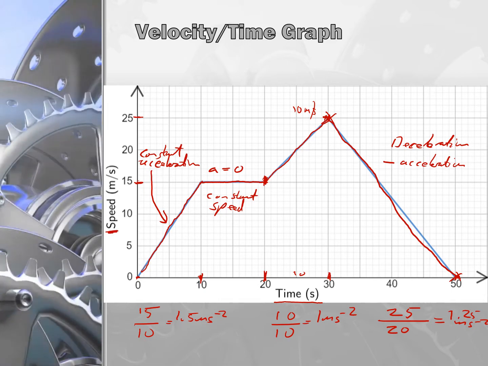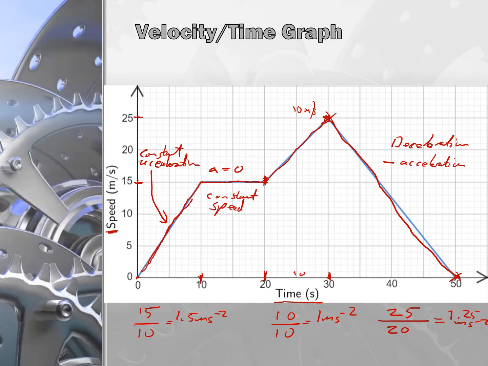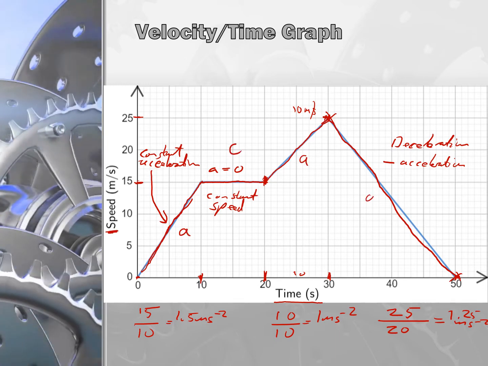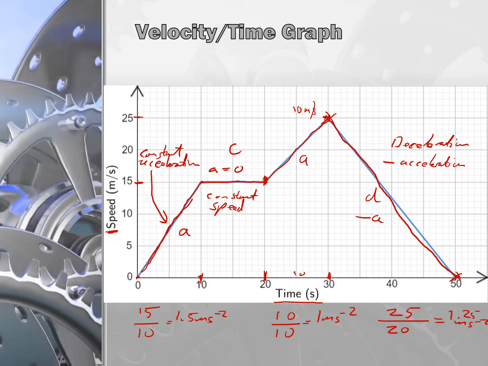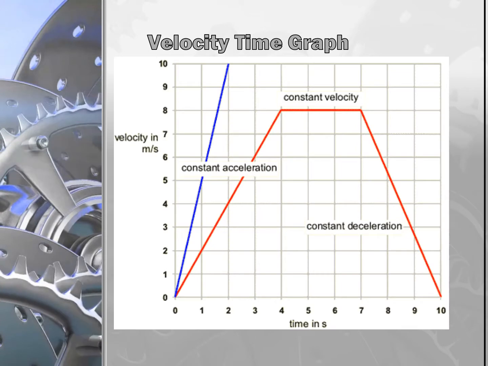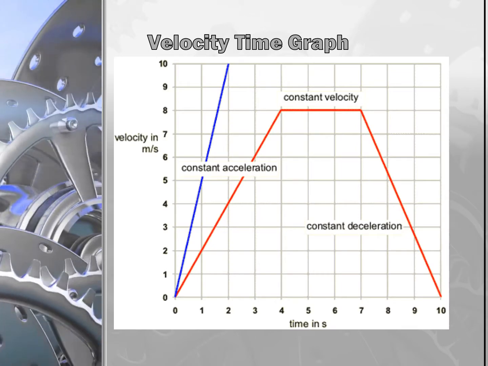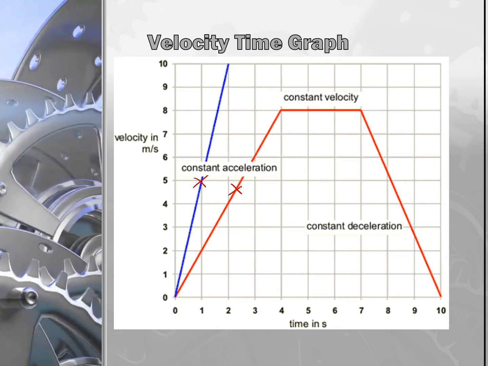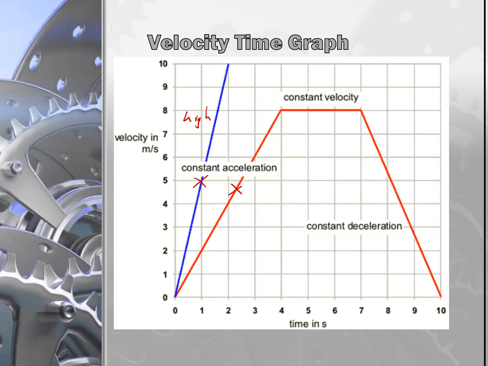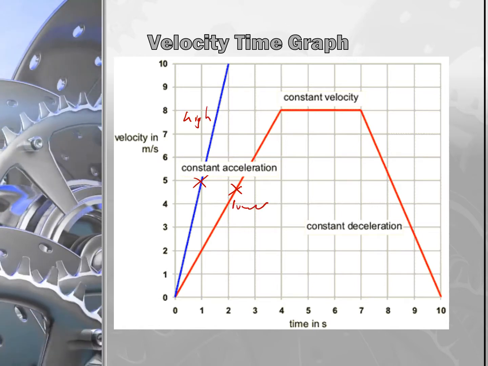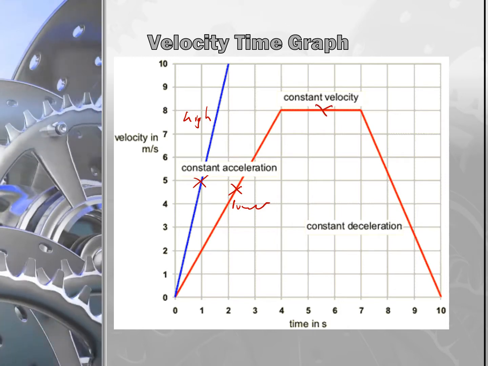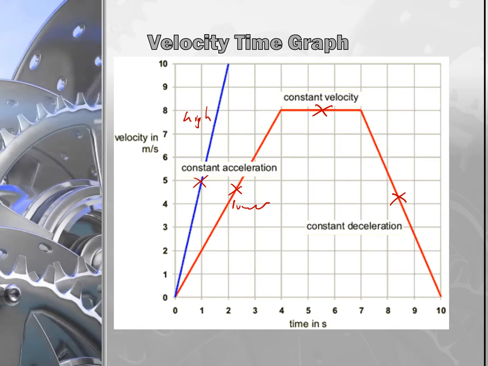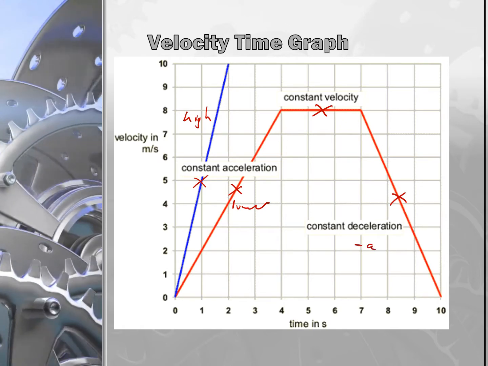So we can tell from the lines whether we've got acceleration, constant speed, acceleration, and this is deceleration or negative acceleration. Here we can see examples of those things again. So this is constant acceleration, this is constant acceleration, this would be a high acceleration, this would be a lower acceleration, this is constant velocity, speed remains the same, and this is constant deceleration or a negative acceleration.